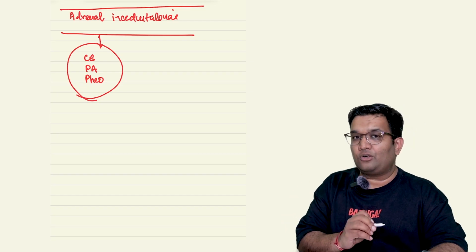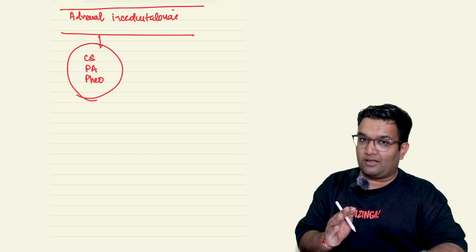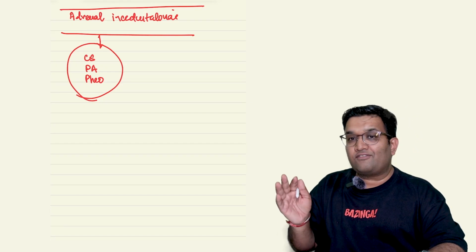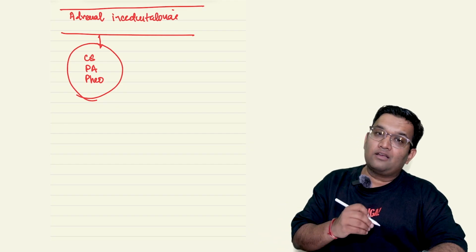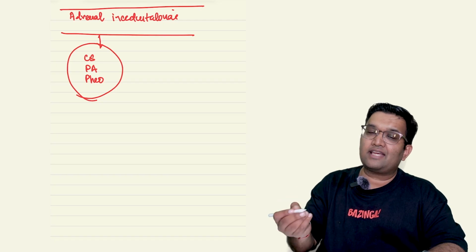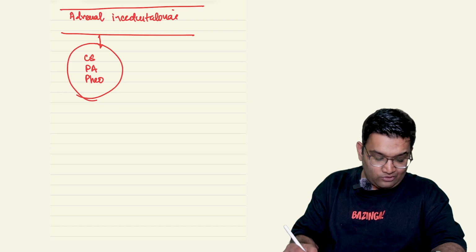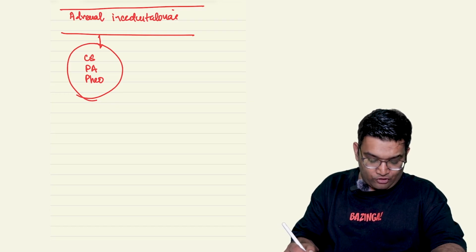What is an incidentaloma? Adrenal incidentaloma is a subcentimetric adenoma, sometimes even more than 1 centimeter. But we are not looking for adrenal pathology, and we catch this in the imaging. So this is known as adrenal incidentaloma. So this we have to be very careful of.